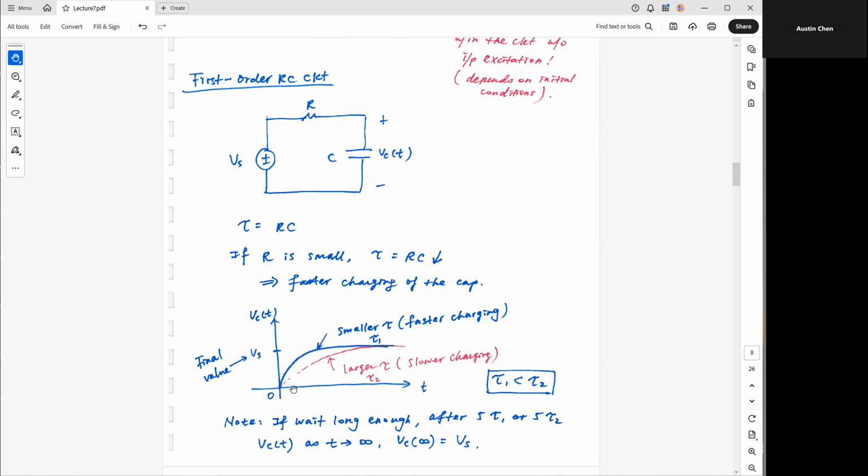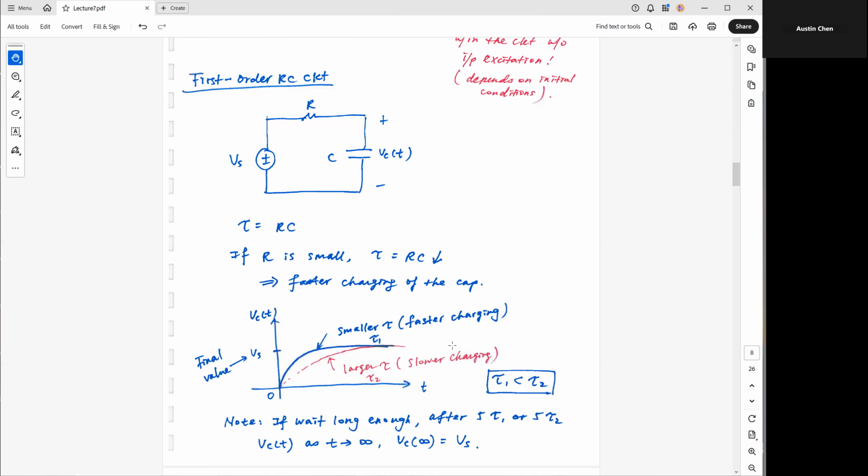For comparison purposes, you will see that the one with smaller tau gives you a faster charging time. In other words, the capacitor will be charged to the final value faster than the one with larger tau. The smaller tau means shorter time, faster charging, and larger tau means longer time, therefore slower charging.